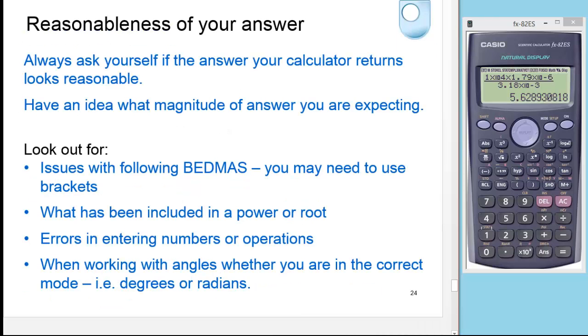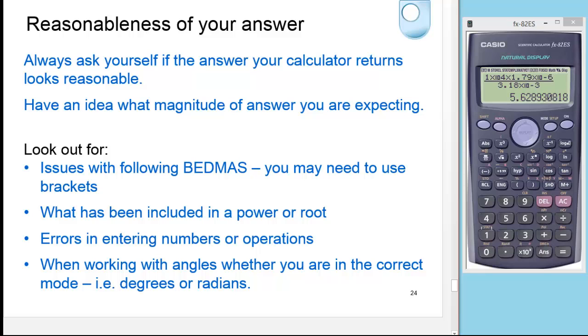Anytime you're carrying out calculations, I always ask you if the answer the calculator returns appears to be reasonable. So have an idea about the magnitude of the answers that you're expecting to get. On the calculator, when you're performing calculations, you may need to put in brackets. If you're entering everything on one line, put all the values in the numerator and denominator of any fractions into brackets. But the great thing about the more modern Casio calculators is you've got natural displays, so it's possible to put everything in the same format as it's been printed.